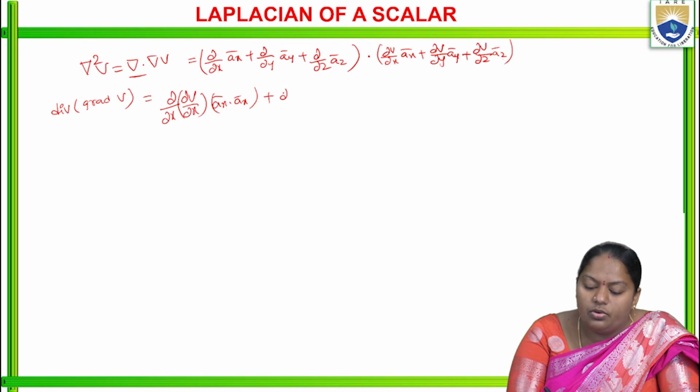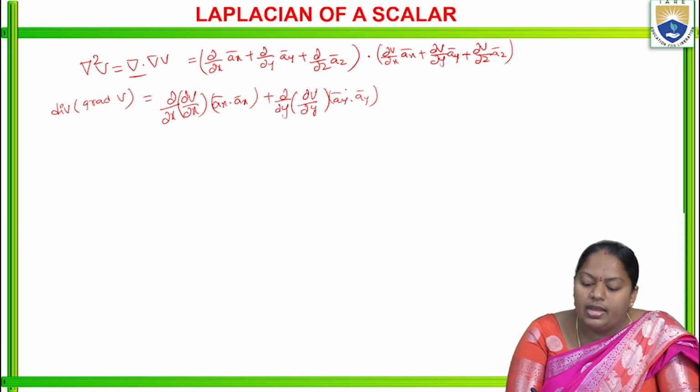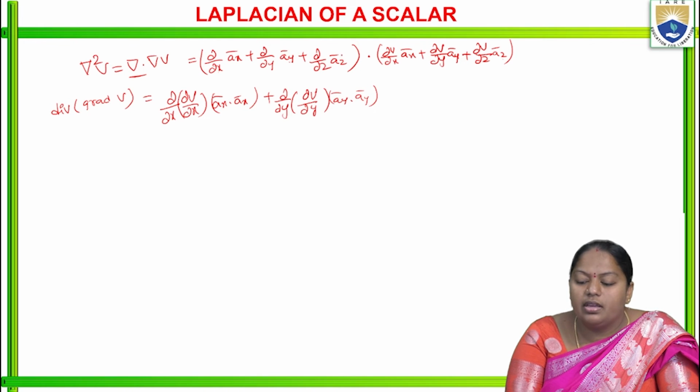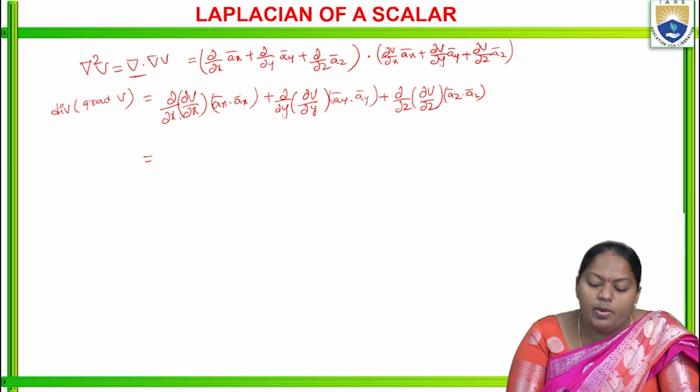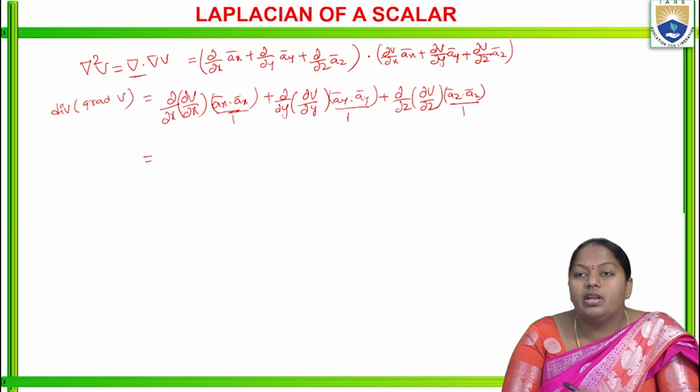Similarly for the next, ∂/∂y of ∂v/∂y into ay dot ay. The rest, ay with ax and ay with az, are 0, so no need to consider them. And the last one is ∂/∂z of ∂v/∂z into az dot az. Which is equal to ∂/∂x of ∂v/∂x, where ax dot ax value is 1, ay dot ay value is 1, and az dot az value is 1.